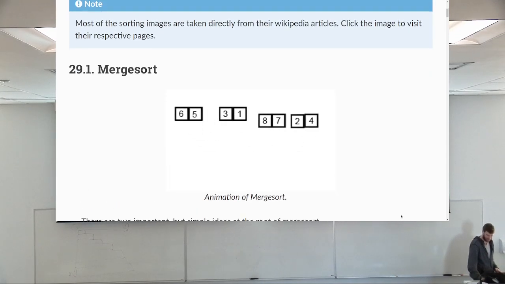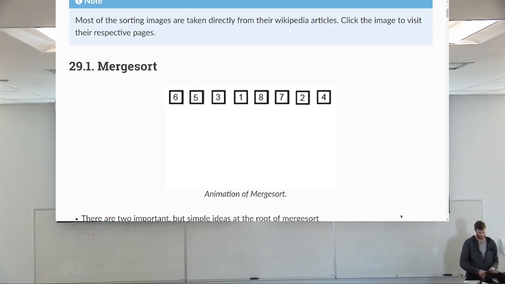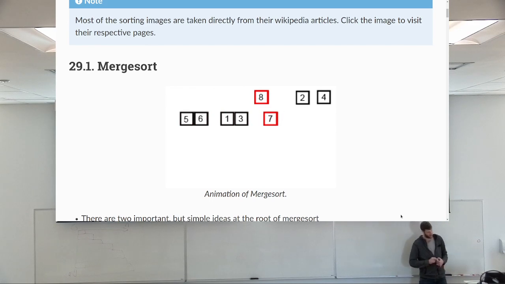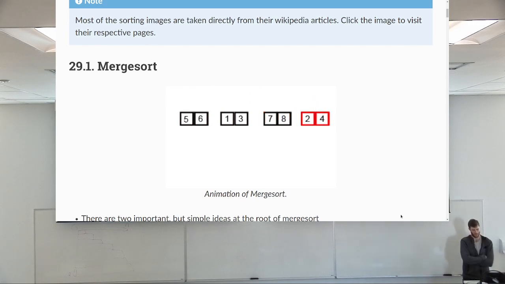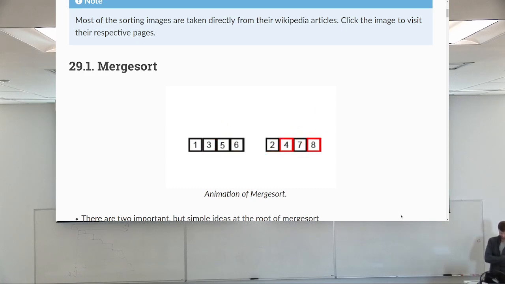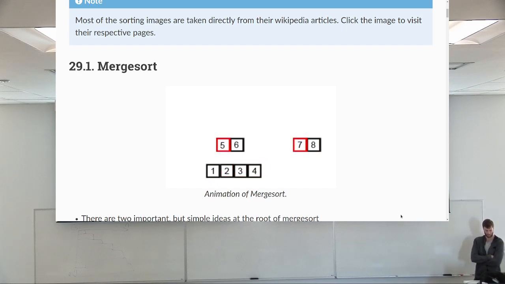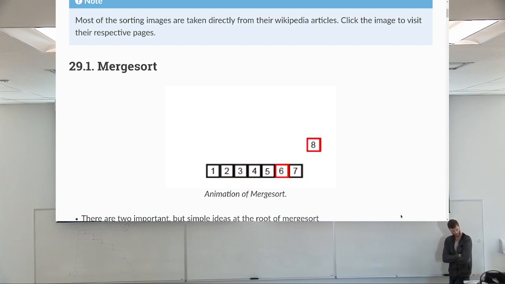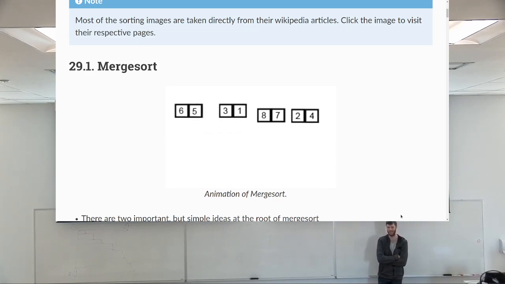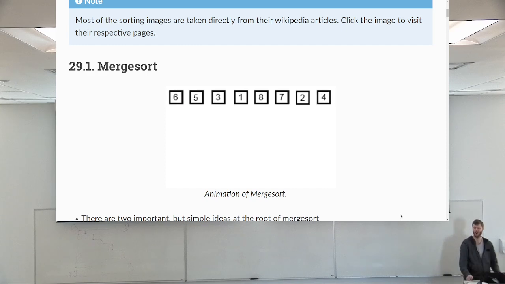Merge sort. Just have a look at the animation and we'll talk about it. There you go. There's merge sort. Did that make sense to everybody? I'm seeing like, oh yeah, totally.